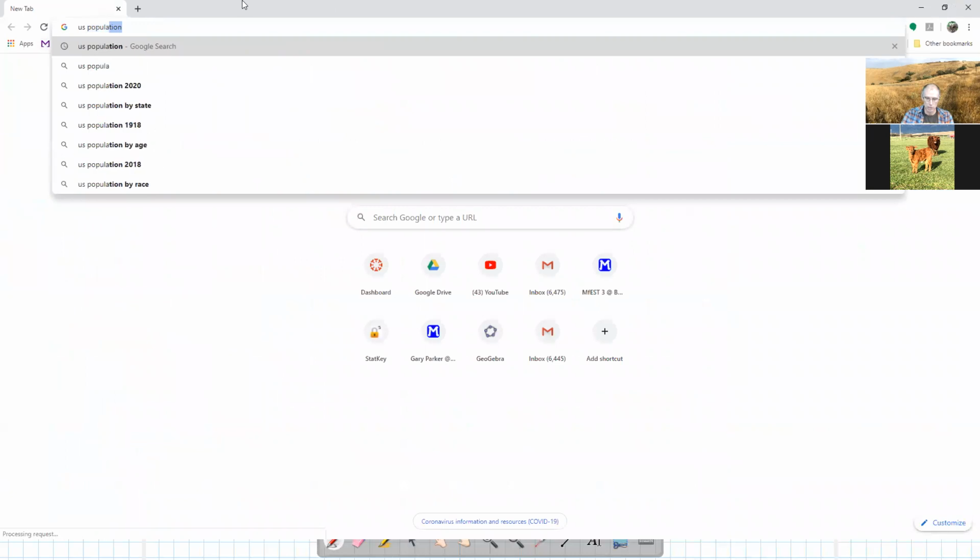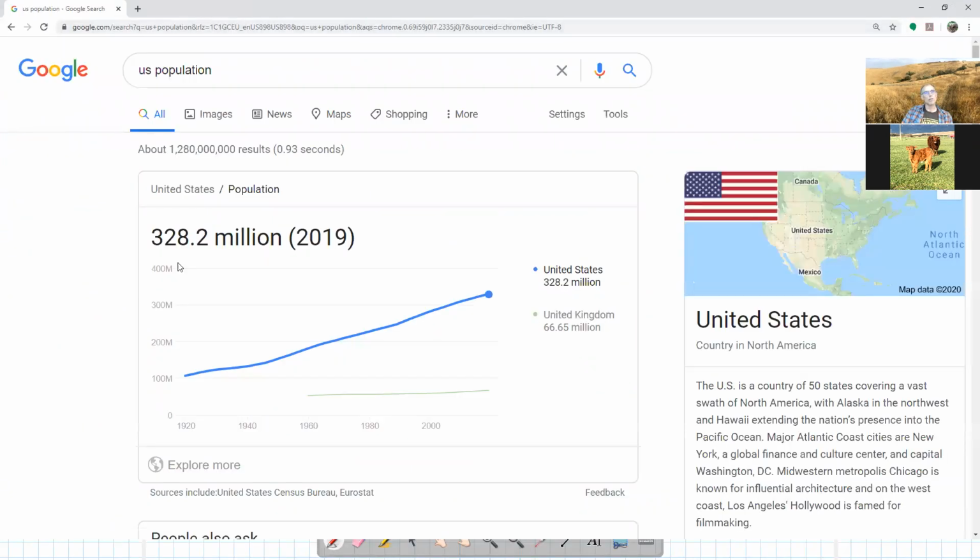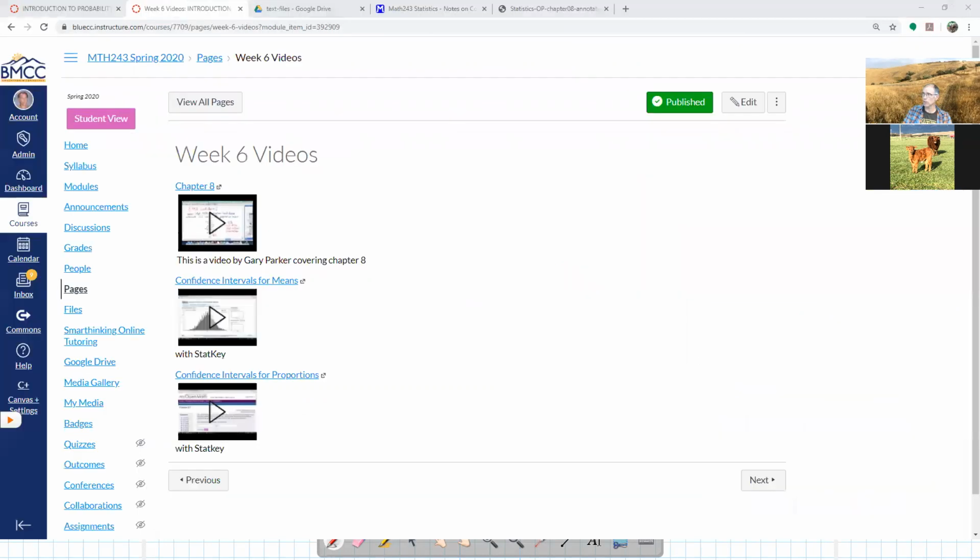US population. Oh, I was way off. 328 million. So that's still a lot. It's 1/3 of a billion people live in the United States. That's a pretty big number. Now we're trying to reach out to every single one of them.